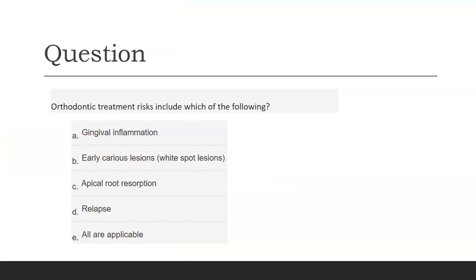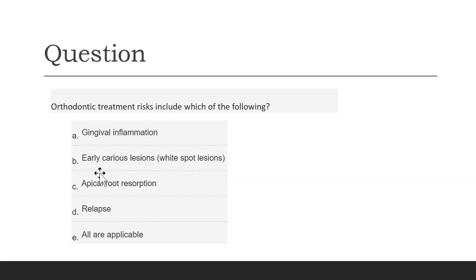Here's another question. Orthodontic treatment risks include which of the following? Gingival inflammation, early carious lesions like white spot lesions, apical root resorption, relapse, or all of them? All of them can happen. All are applicable. If you don't brush your teeth, gingival inflammation can happen.